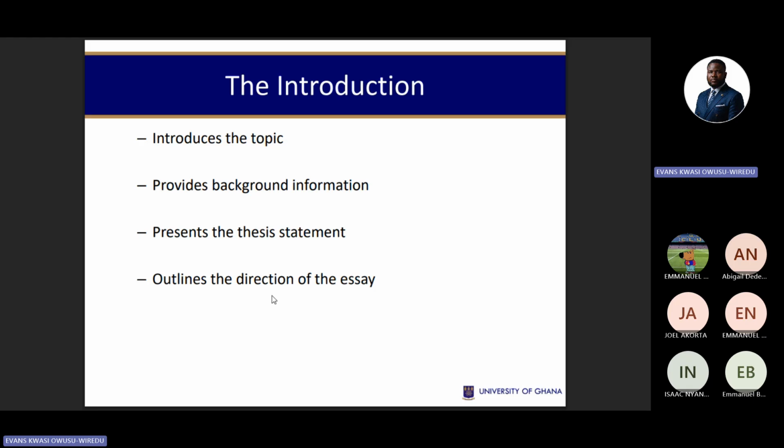Outline the direction of the essay. So we are still on the introduction. Under the introduction, you have the same features, the same sentences you use for the introduction of a paragraph. You can repeat them here. It's just simple.